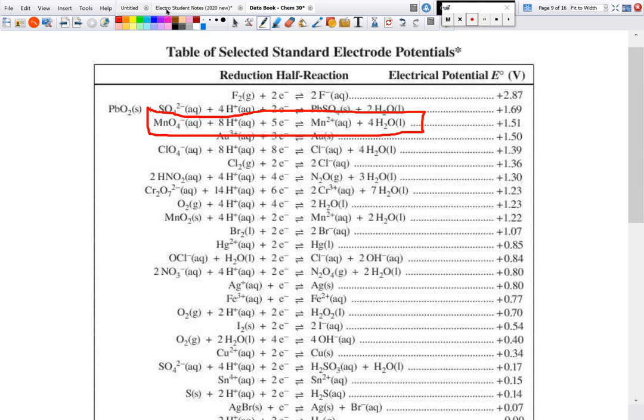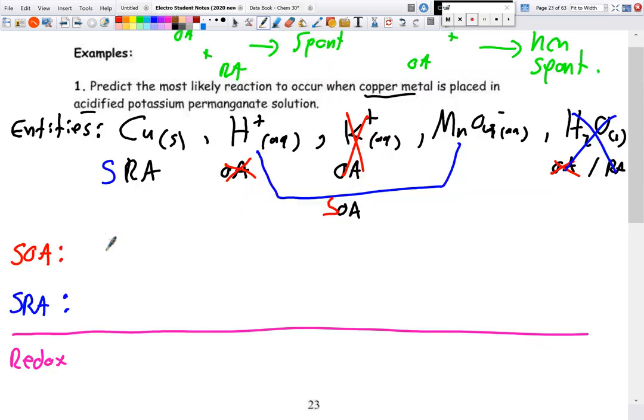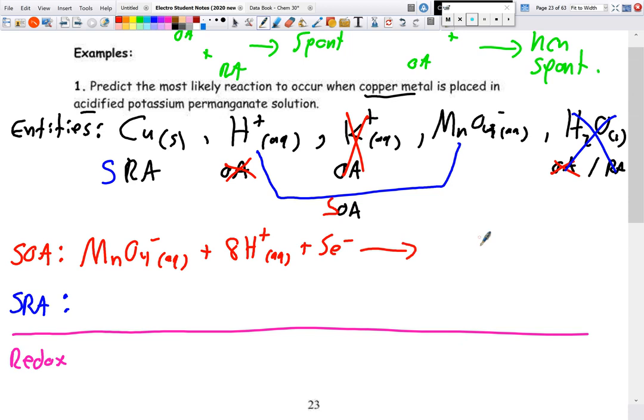Right? So that means we have MnO4 minus aqueous plus 8H plus plus 5 electrons produces Mn2 plus plus 4H2O. So that is my reaction.